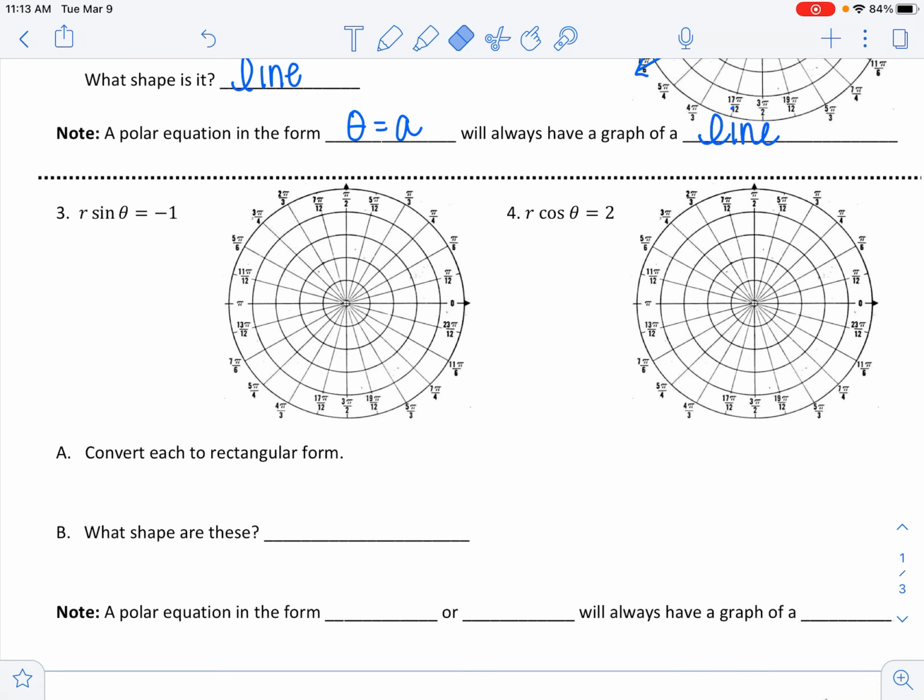All right, next one I don't have a table for because it's easier just to convert these to see what they are, okay? Remember, converting means get rid of r and theta. So I need to get rid of this. What's r sine of theta the same thing as? Y. So this is y equals -1. We know how to graph that. It's a horizontal line going through -1.